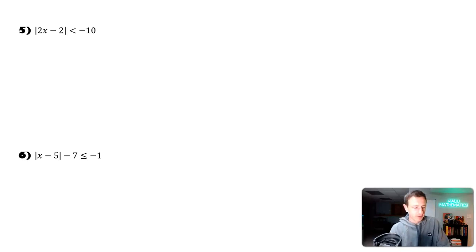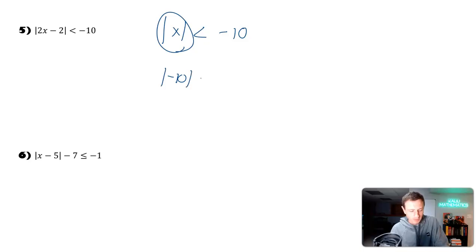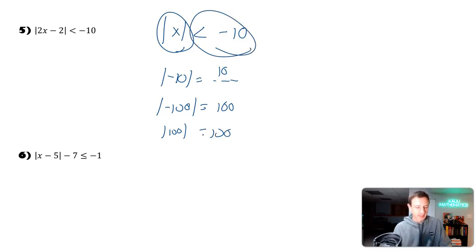And in this scenario, if we think about it from a logic standpoint, if I take the absolute value of x and try to make this less than some negative number, let's just use negative 10, there's no way that I could get the absolute value of a number to be less than negative 10, because when I take the absolute value of negative 10 or anything, negative 100, positive 100, it doesn't matter, it's going to be positive. So I'm not going to get an answer that is less than a negative value. So in this case, when we are taking less than a negative number, we're going to have the empty set.